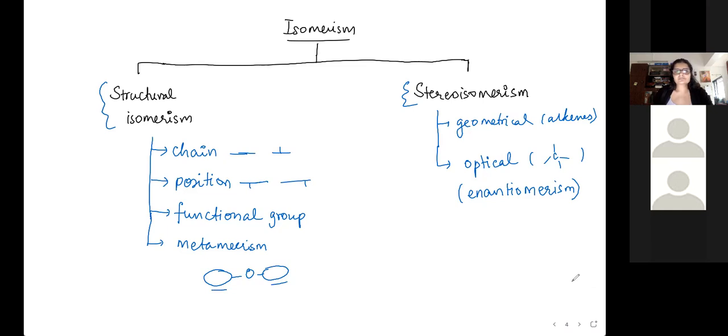You guys have a better idea about isomerism now? Yes, ma'am. So now go back and solve questions related to it. Then you'll be more confident about it, you'll feel better about it, and it'll stick better in your brain.